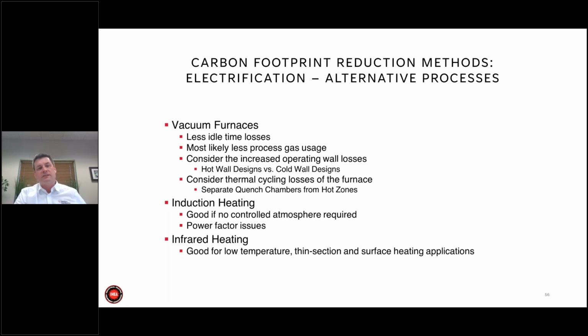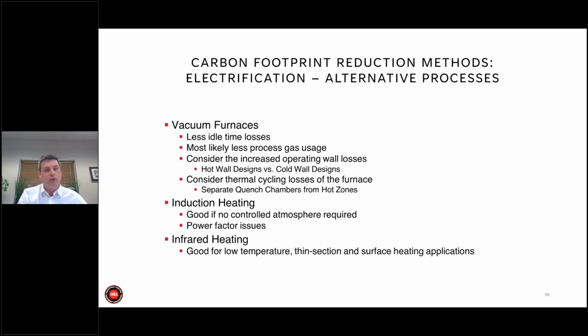There are also alternative processes: vacuum furnaces, induction heating, infrared heating, all good methods. It all just depends on what you're trying to solve. Vacuum furnaces, you're going to have less idle time losses because you just turn them off. They're electric. You're going to have less process gas usage, but you're going to have higher wall losses during runtime, about 5 times more than a refractory furnace. And also you're going to be thermal cycling those furnaces all the time. You have to heat them up and cool them down to ambient temperatures before you open them, where you don't have to do that with an atmosphere type furnace.